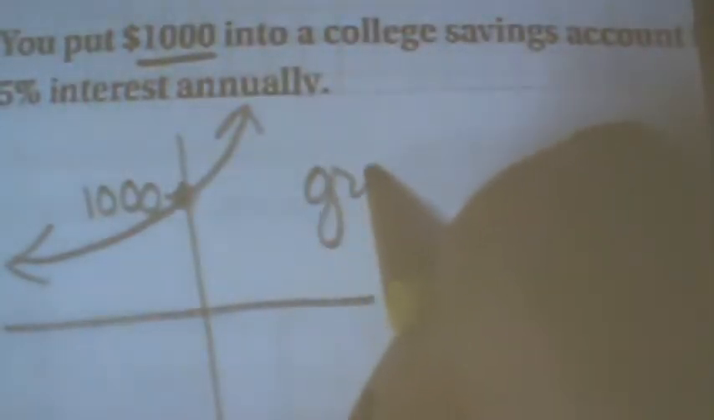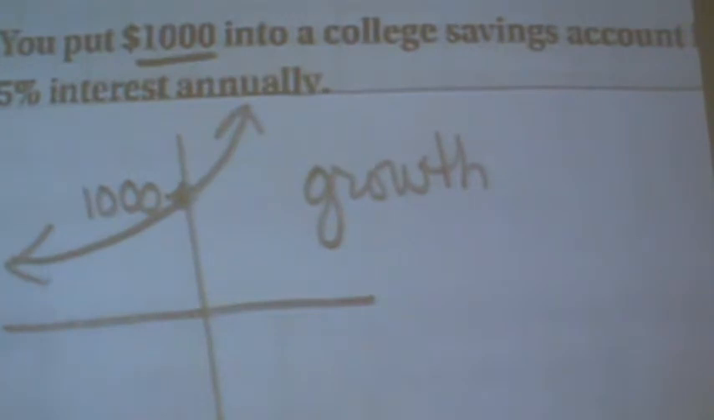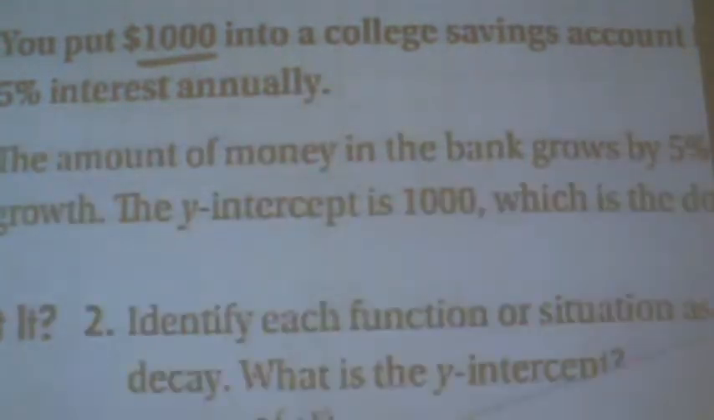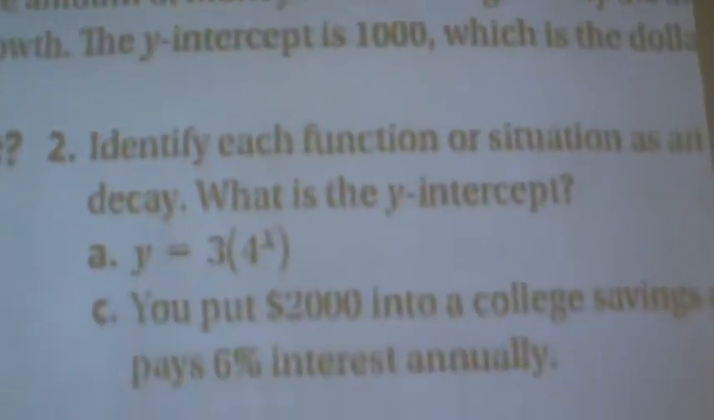So this would be an example of exponential growth. What is your initial amount? 1,000. And this is going to be growing by 5%, so this would be a growth problem. Your money is going to grow very rapidly. Now, where is your y-intercept? It's (0, 1,000). We're getting into the habit of real-world problems where you do exponential growth or decay.